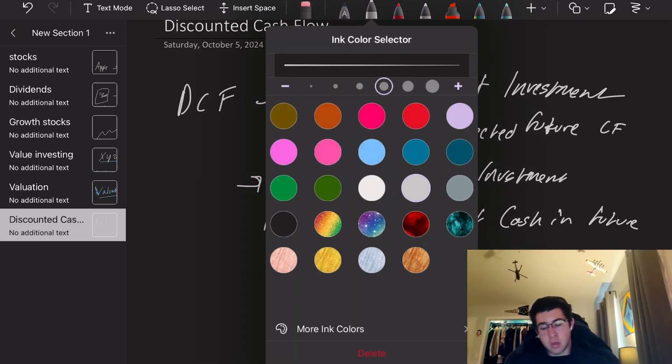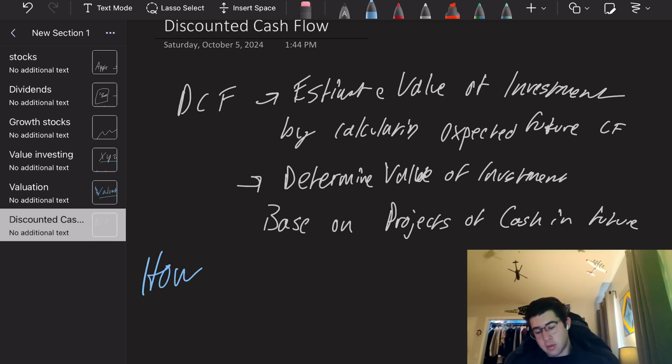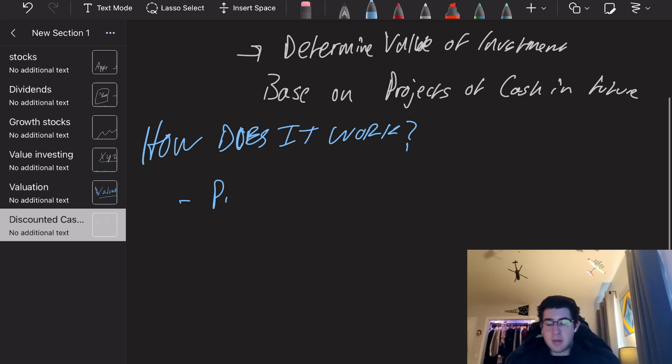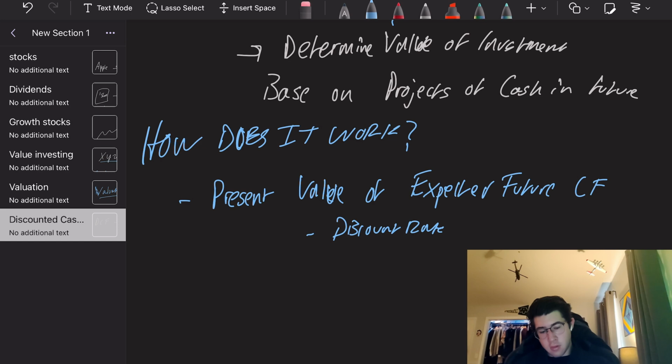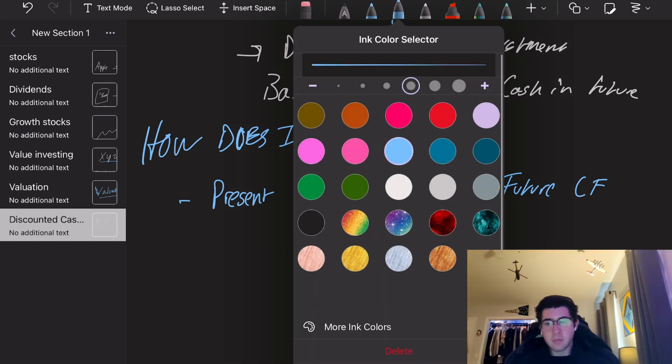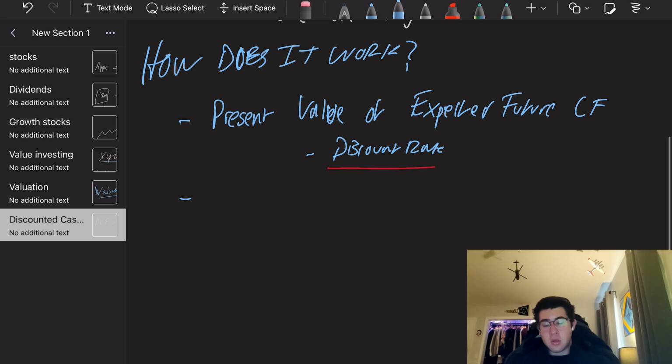Now, how does the DCF work? So essentially, in the DCF, you're finding the present value of expected future cash flow. And you do this by using a discount rate. You can use the present value of money to determine a future cash flow.